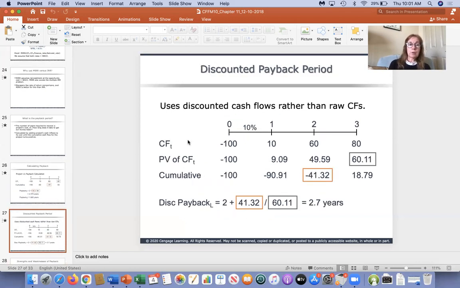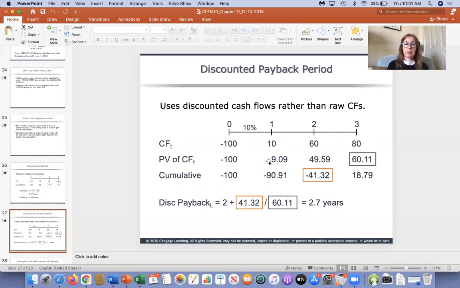So here's our cash flows. Here we're calculating the present value of the cash flows. This is the same thing that we did when we did the net present value the long way. We just calculated the present value of each cash flow. This, of course, stays 100. So here we're taking $10 divided by 1.1. Present value is 9.09. Here we're taking $60 divided by 1.1 squared. This is $80 divided by 1.1 cubed.